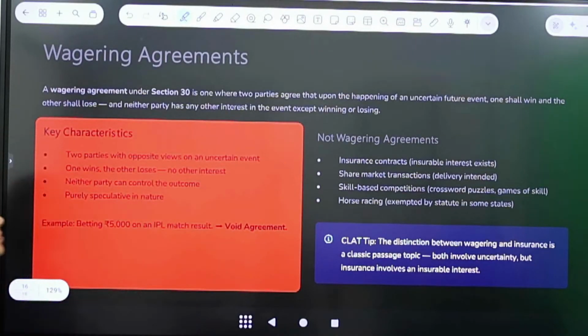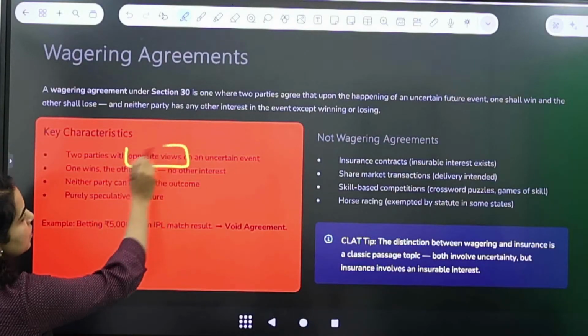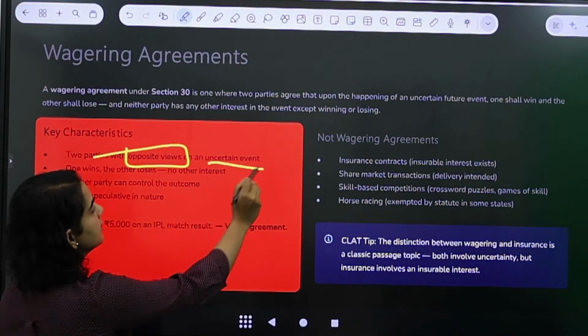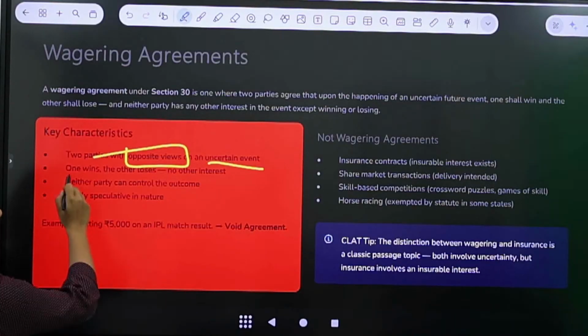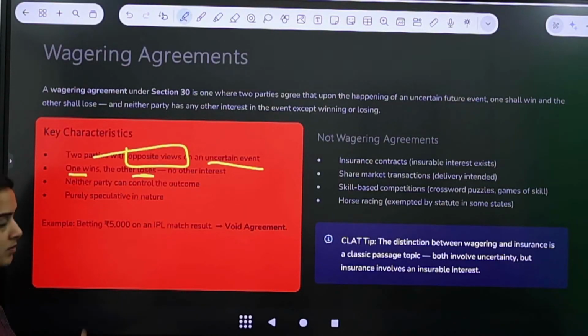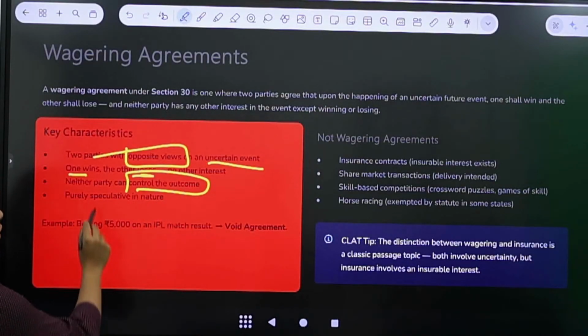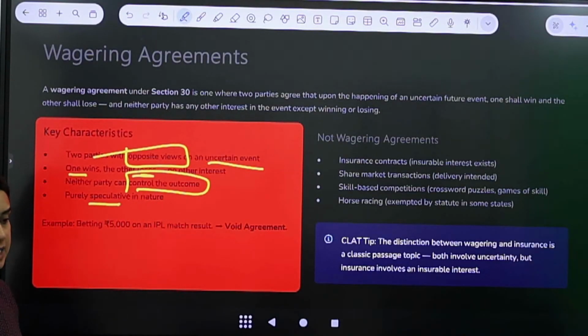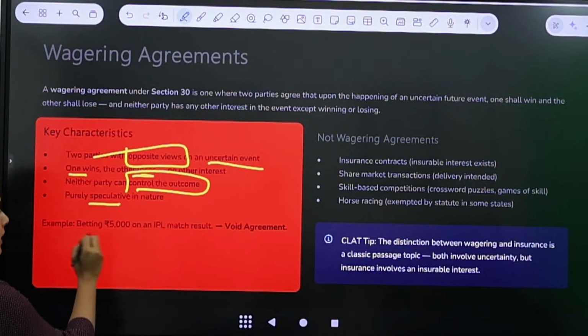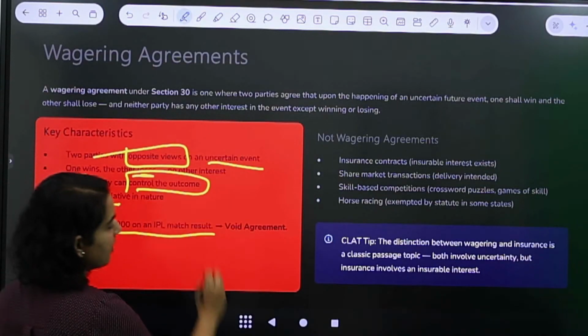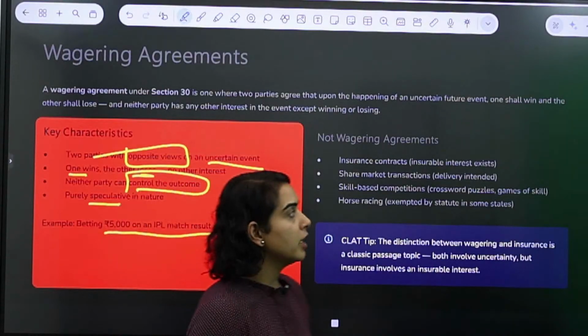Now, what are wagering events? There are two parties with opposite views on an uncertain event. One will win, the other will lose, and neither party can control the outcome. It's purely speculative, that means you're just making guesses. For example, betting 5,000 on an IPL match result is a void agreement.